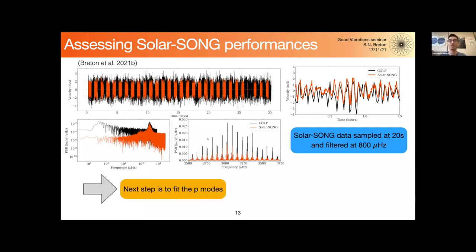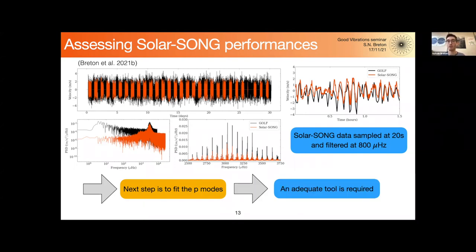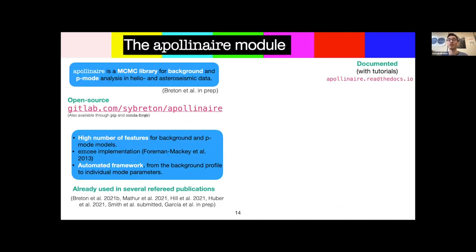So the next step here is to fit the p-modes. And therefore, an adequate tool is required. To have this tool, I developed the Apollinaire module, which is an MCMC, Markov chain Monte Carlo, library for background and p-mode analysis in helioseismic, but not only, also in asteroseismic data. The code is fully open source. You can find it on my GitLab, but you can also install it with pip and conda-forge.